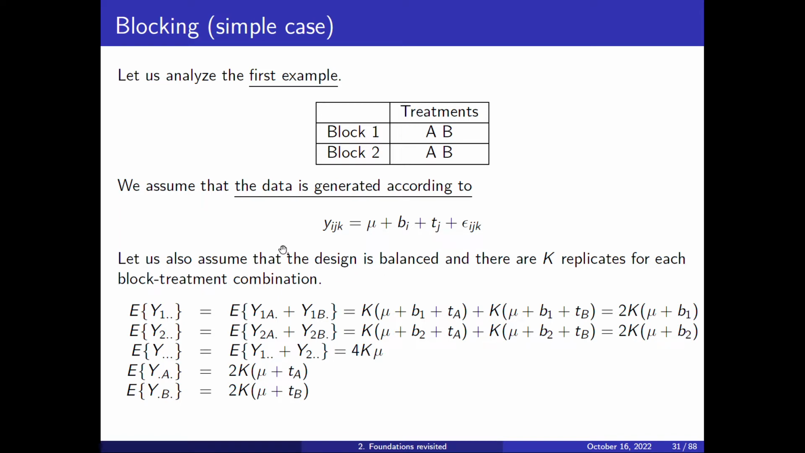And let us assume that the design is balanced and there are k replicates for each one of the block-treatment combinations. So this A has k observations, this B has k observations, and all of them have k observations. So now we can compute the sum of all the observations in block 1, the sum of all observations in block 2, the sum of all observations in general, and all observations in treatment A and treatment B.